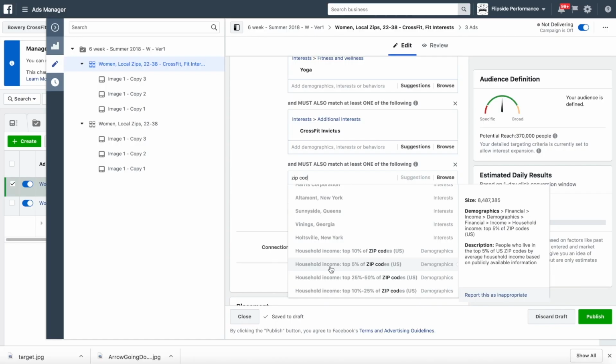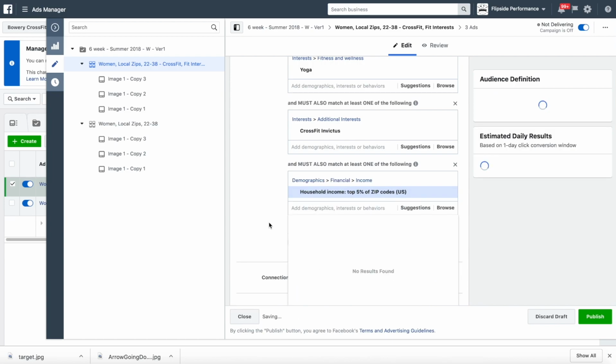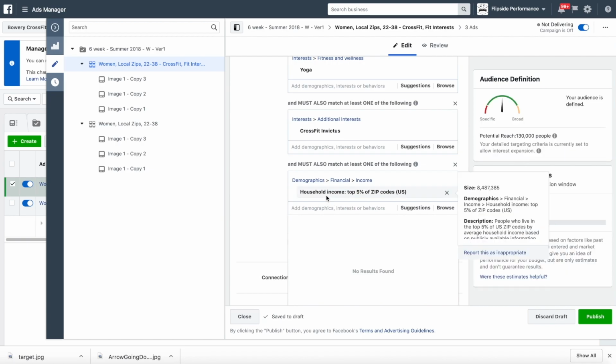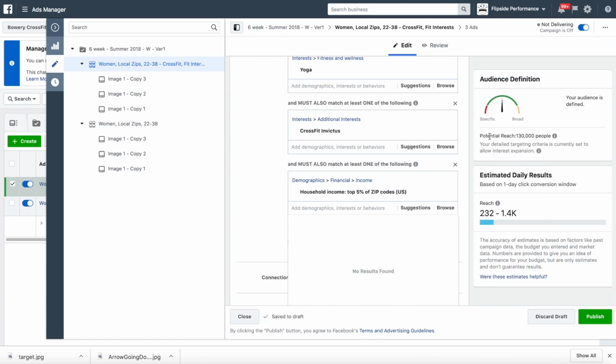This is how I see a lot of people set up their Facebook ads. They'll set up a laser targeting audience. They'll target people who like CrossFit and Rogue Fitness and yoga and SoulCycle, and it has to be a specific zip code or wealthy area. And they'll whittle this number down, this potential reach number, lower and lower and lower.